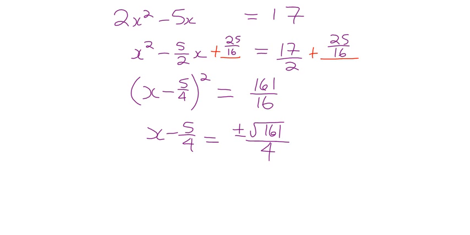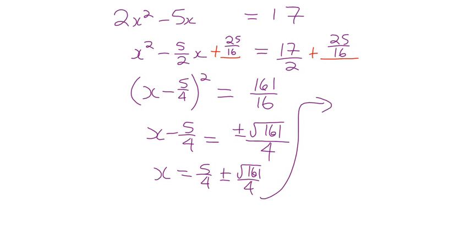Oh, we're not quite done, so we've got to add the 5 quarters, right? So it's 5 quarters plus or minus the root of 161 over 4, at which point you say, well, hang on, they've got a common denominator, so why not just write it as 5 plus or minus root 161 all over 4? And there you go. There's your answer. Easy peasy.